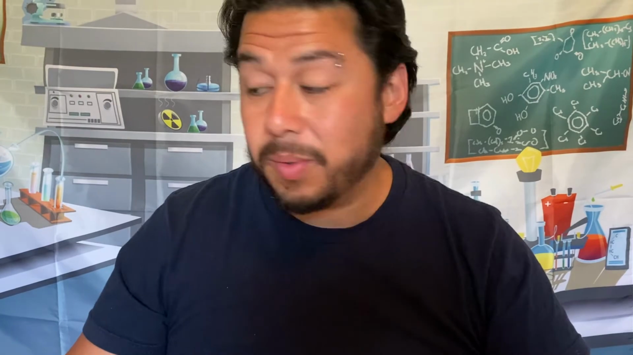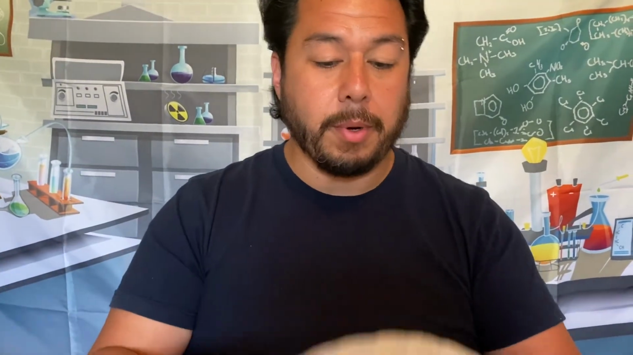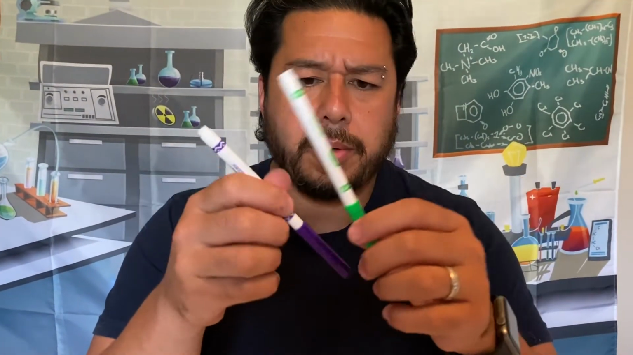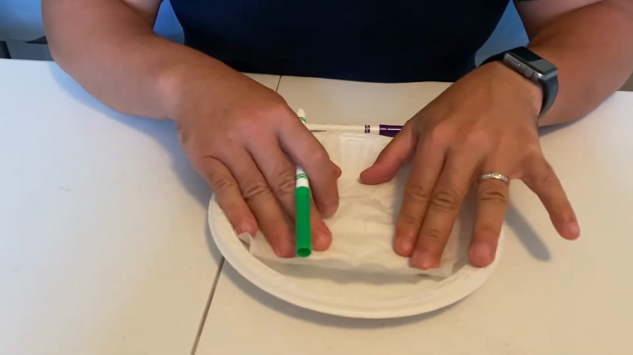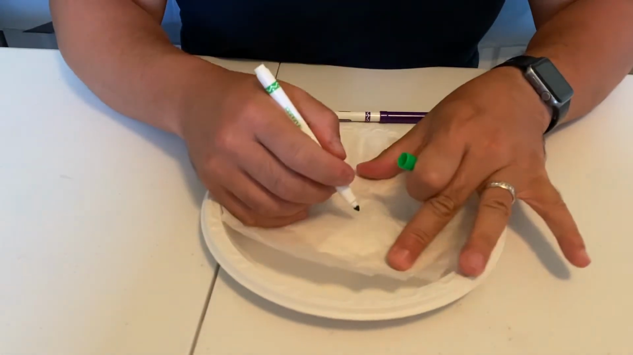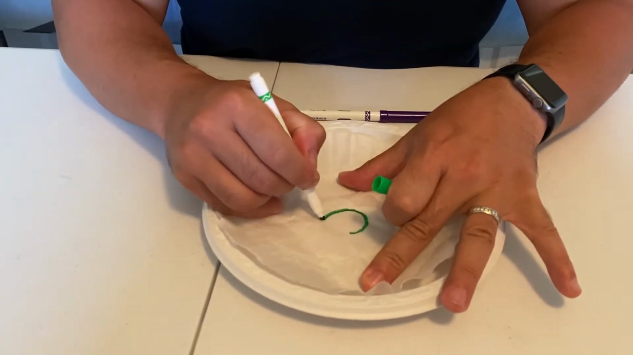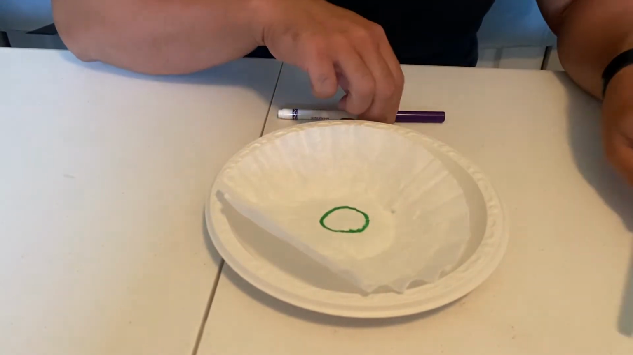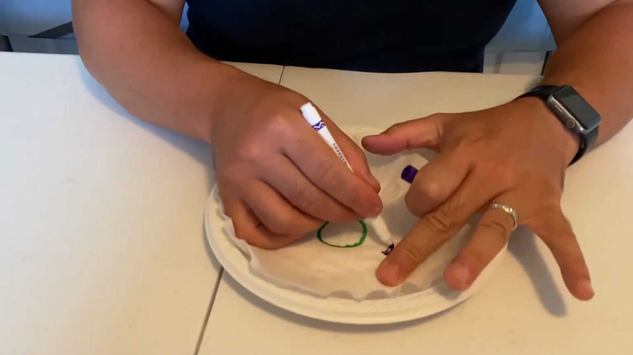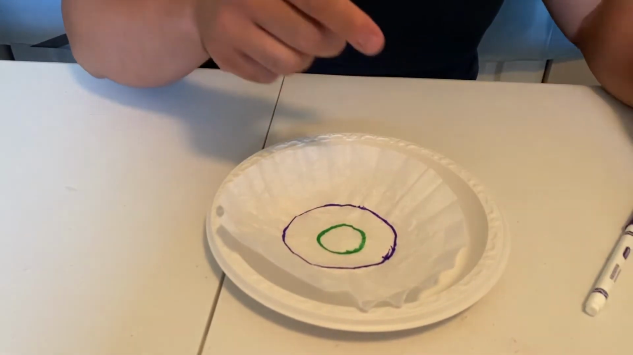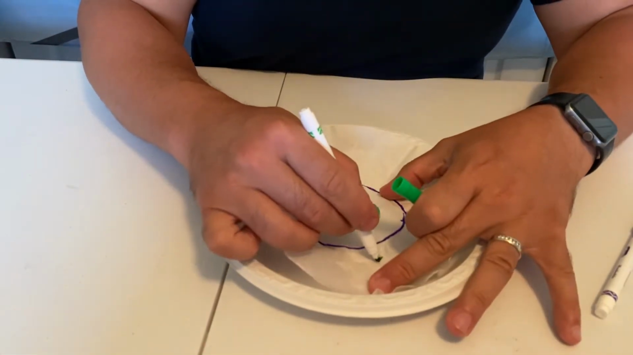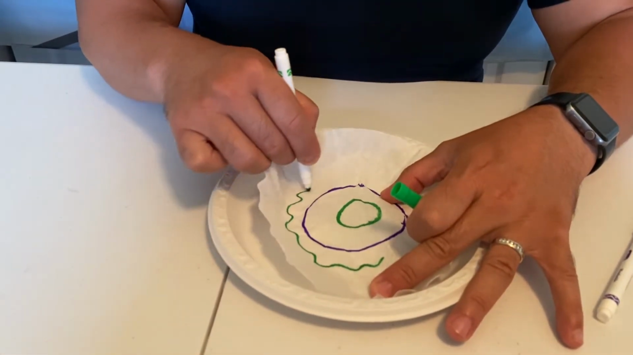The next thing we're going to do is another marker chromatography project. I'm going to take two different colors. I'm going to take a full coffee filter, and this time I'm going to take green and purple. And I want to make a simple design on my coffee filter. You just draw a simple circle. Make another one, purple. Let's just get real fancy. We'll make it a wavy line. Why not? Let's see what happens.